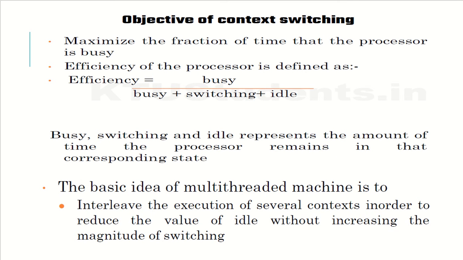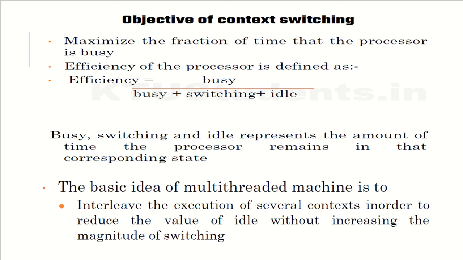Talking about context switching, the same thing we have to discuss in detail later. But for now, we'll be discussing the objective of context switching. As I said, the main role is to hide the latency, which means you have to make maximum utilization of the processor cycles. So you have to maximize the fraction of time that the processor is busy, or in other words, you have to minimize the idle time of the processor. So you are going to maximize the busy cycles of the processor.